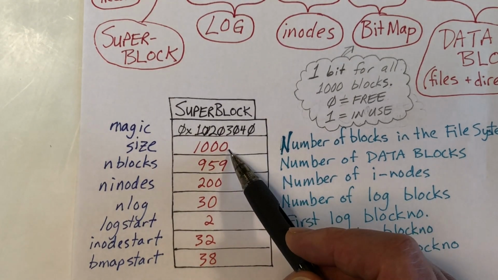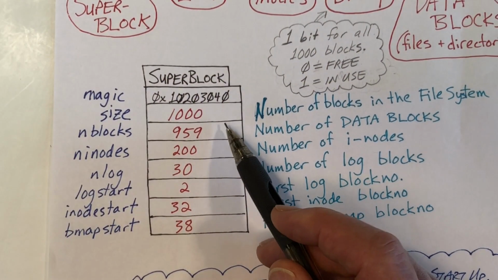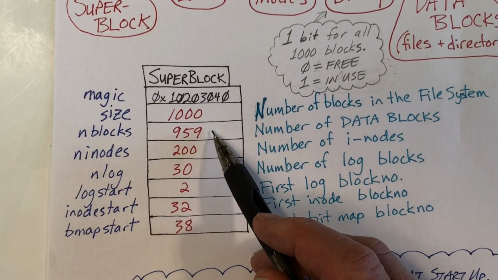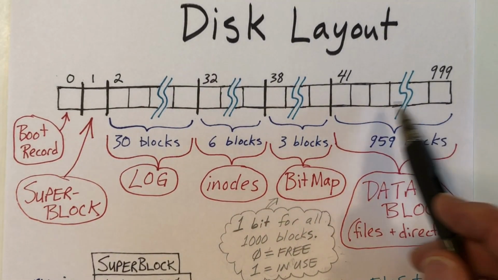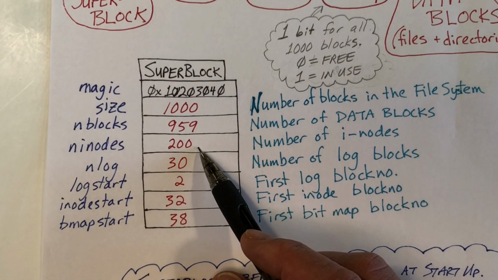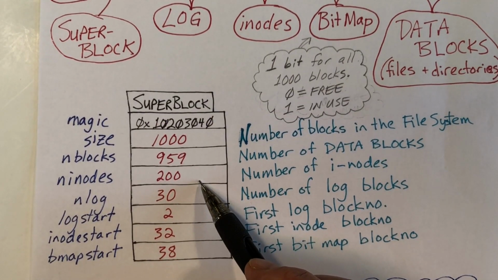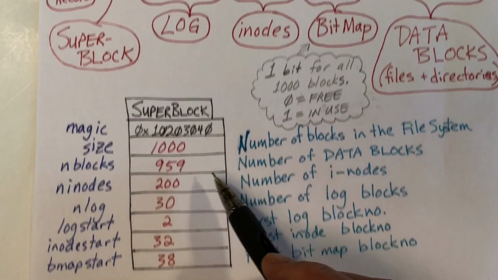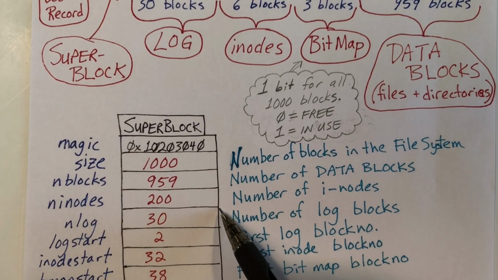The size field, in our example, will be 1,000. It tells how many blocks are available on the disk. Okay, the number of data blocks is 959 in our case, so we have that many blocks here. And we have 200 inodes. So how many blocks is that? Well, the kernel will compute that and figure that out. But in any case, we have enough space to store 200 inodes. And that means that this file system can accommodate up to 200 files. We cannot have more than 200 files.